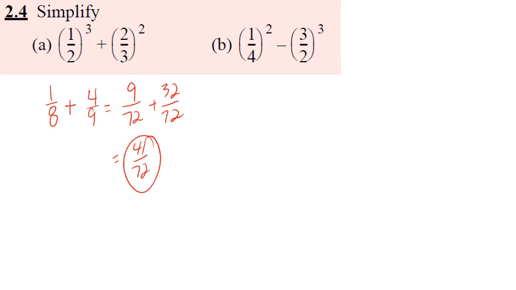Okay, next one, 1/4 squared is 1 over 16, minus 3/2 cubed is 27 over 8. So again, I'm not showing the side work right now, but you have to so that I can see that you are doing the problem and showing all your work for all the problems. Okay, common denominator is 16. 1 stays the same, and this is 54, and that would be negative 53 over 16.